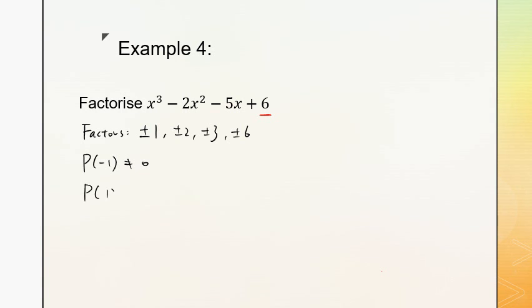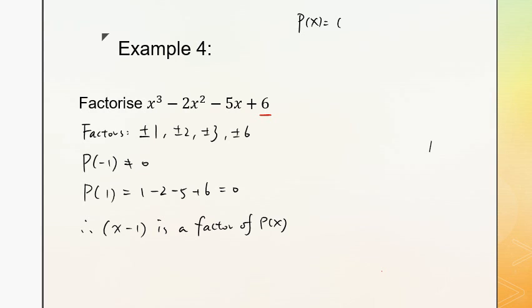However, if you do p(1), this will give you 1 minus 2 minus 5 plus 6, which is equal to 0. This implies that the factor will be x minus 1. So x minus 1 is a factor of p(x). Because it's a cubic function, we know it can be expressed as x minus 1 multiplied by another quadratic factor, so we're going to write it as x squared plus bx plus c.